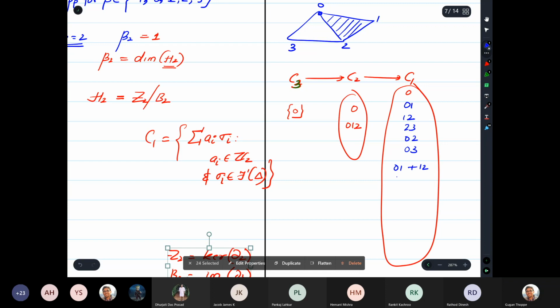Then [0,1] plus [1,2]. Very good. [0,1] plus [1,2], [0,1] plus [2,3], and so on, all the way up till [0,2] plus [0,3]. Do you agree? All possible two edges you have to take and form a sum.